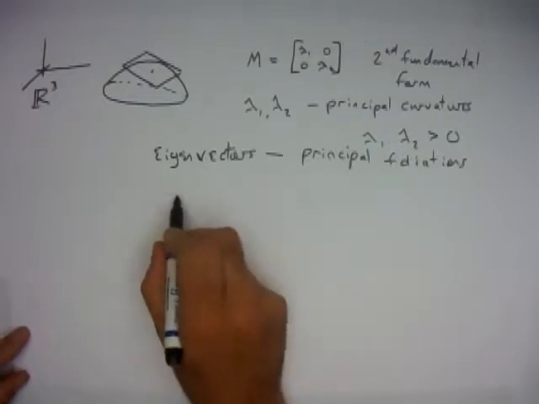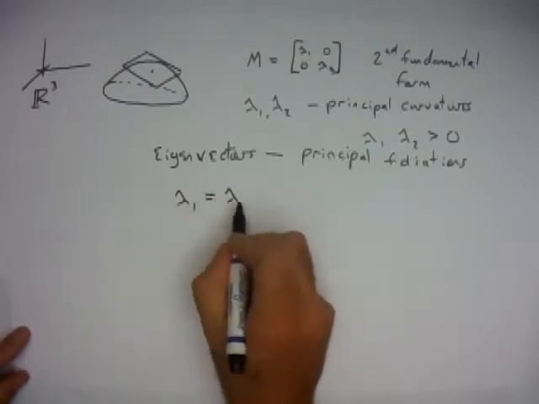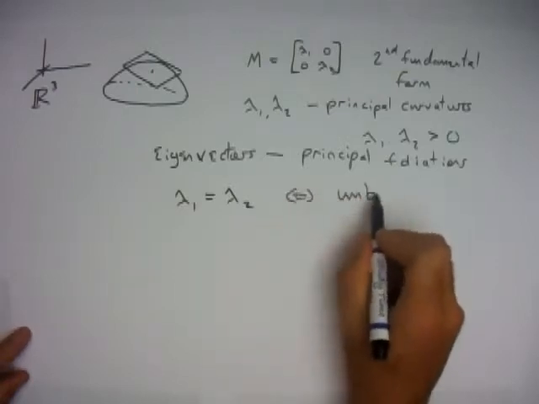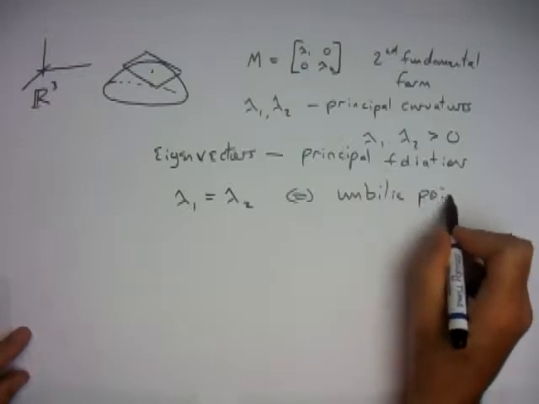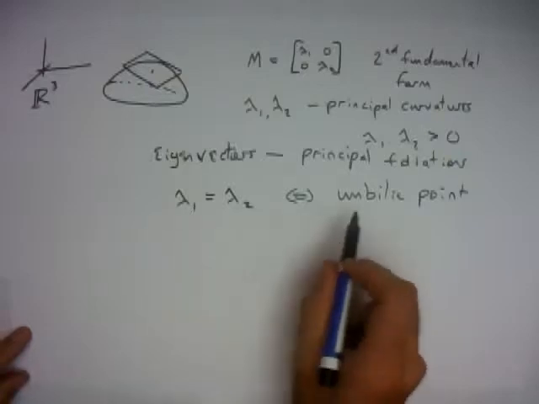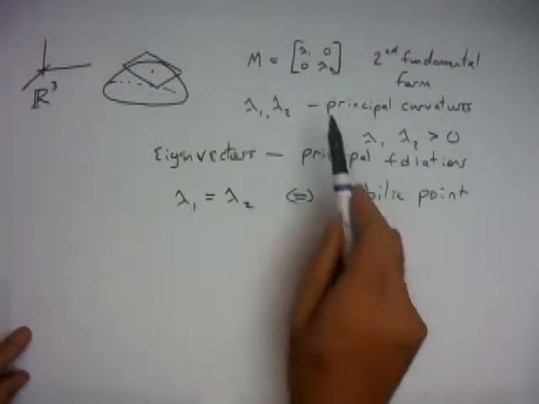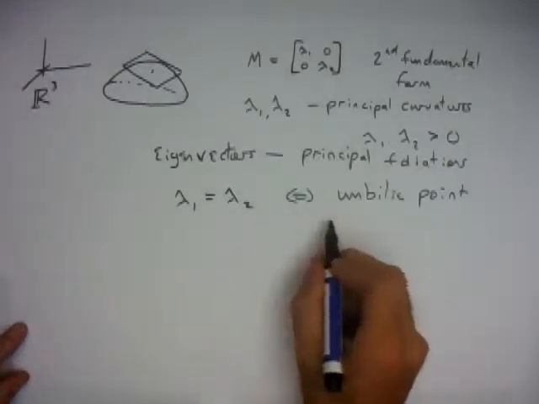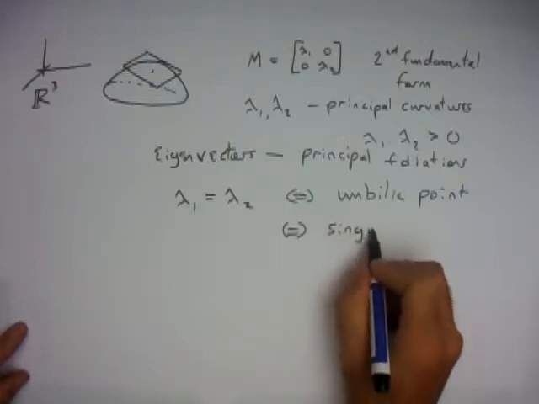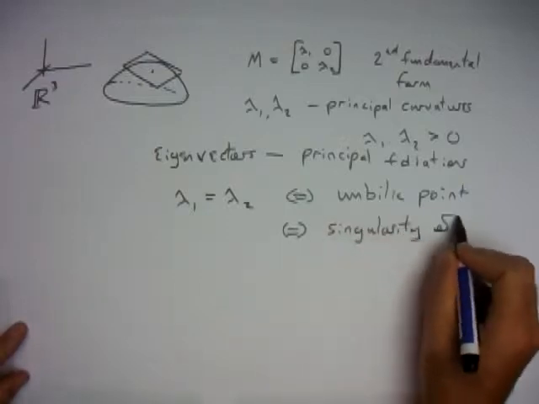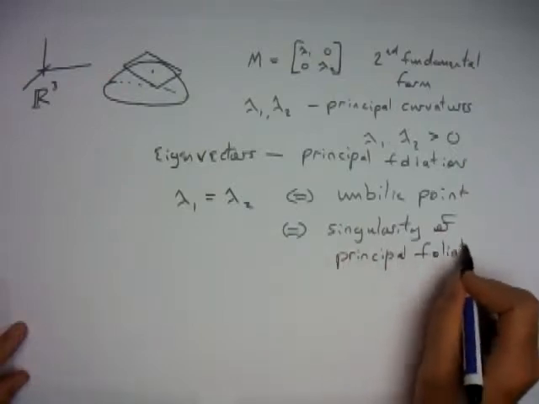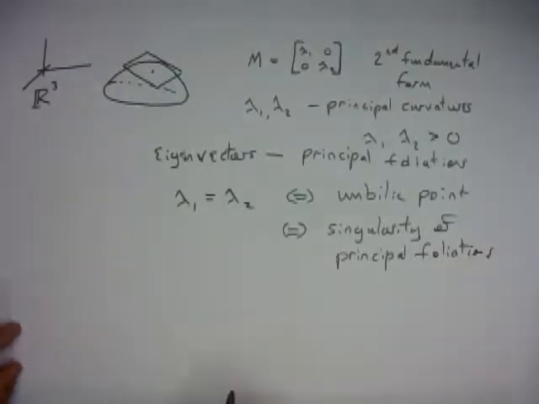And let's note that if lambda 1 equals lambda 2, if the two eigenvalues are equal to each other, then in fact we have an umbilic point. So this is what we mean by umbilic point. It means that it looks a bit like a sphere at that point. Okay, so notice that the umbilic points are the place where there's a kind of degeneracy in the eigendistribution, so in fact what you have here is that it's also a singularity of the principal foliations. Okay, so we'll come back to that in a second.